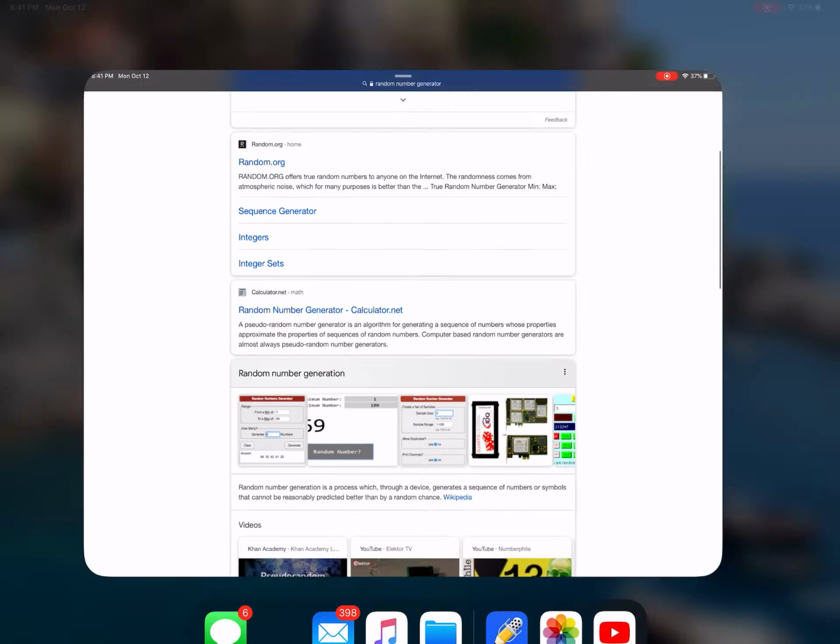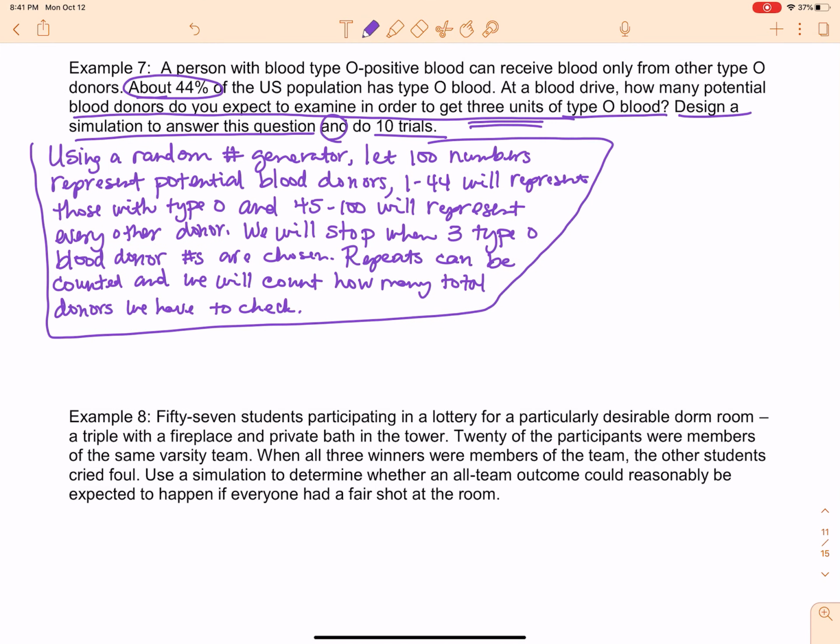Okay, so let's go back to my notes here, and I'm going to write those down for you so you'll see what I'm talking about. So for trial 1, I've got 35, 59, 14, 66, 45, and 43. So I got 35, 14, and 43. Those are my 3 type O blood. So I've got 1, 2, 3, 4, 5, 6. So for trial 1, I had to go through 6 total people. I simulated 6 people that I had to go through.